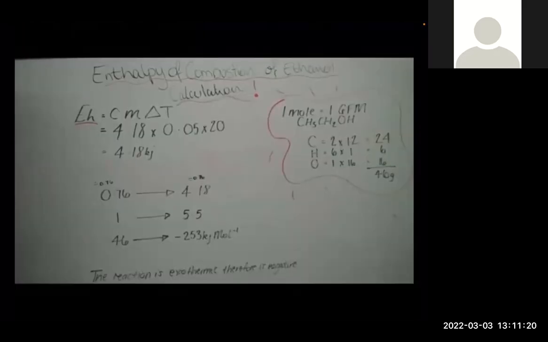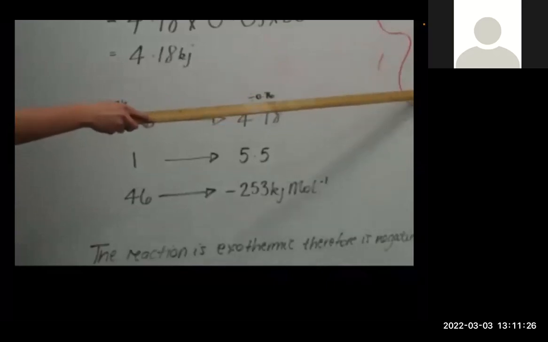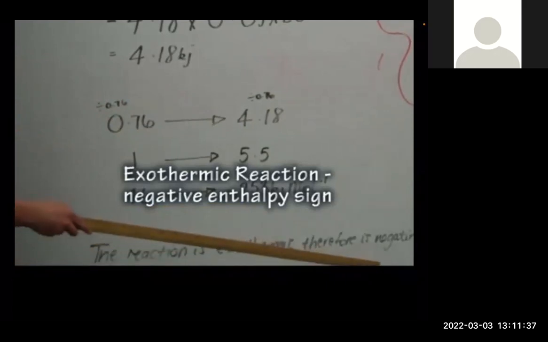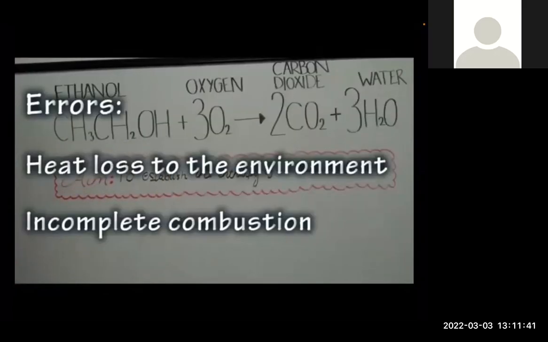We can now calculate the heat energy released on burning 1 mole of ethanol. The gram formula mass of ethanol is 46 grams. 1 gram gives us 5.5 kilojoules, so 1 mole gives us negative 253 kilojoules. The reaction is exothermic, thus it is negative. Errors which may account for the difference between the data book value and these values are that heat has been lost into the environment and also incomplete combustion has occurred.